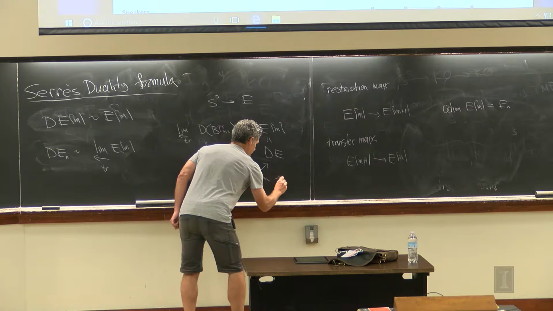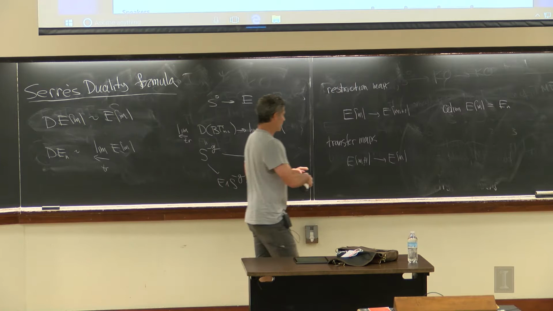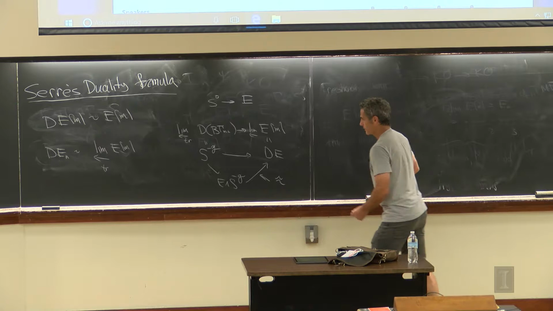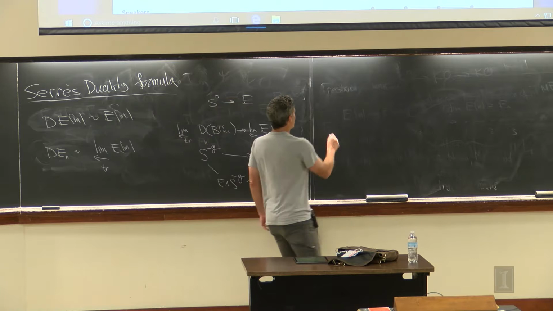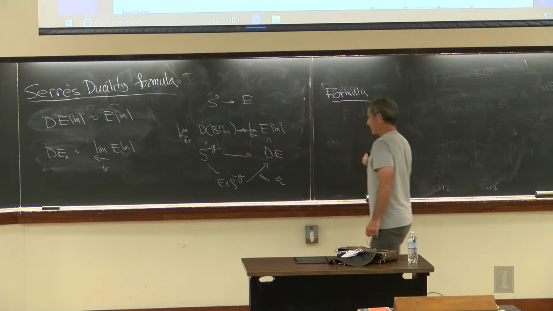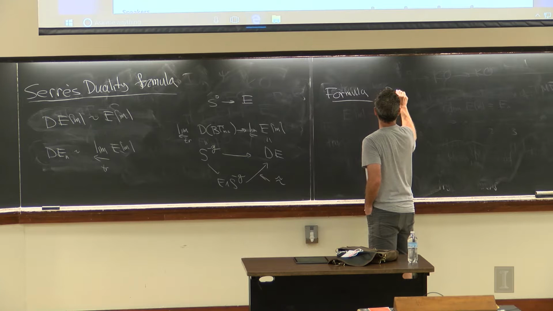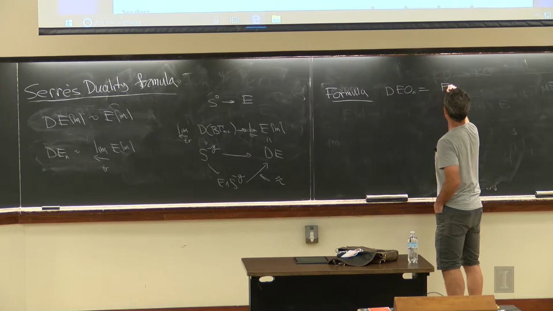So we have this nice formula for the dual of Morava E-theory as something on which the stabilizer group is acting, in terms of some universal object and Morava E-theory itself. So we get the following formula. And that is that the dual of E_n is the homotopy fixed points of this.